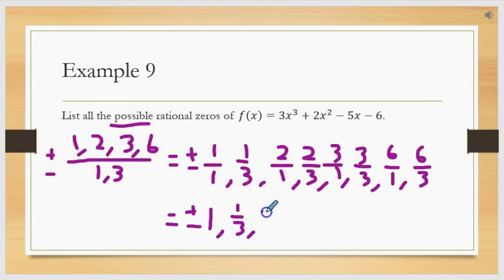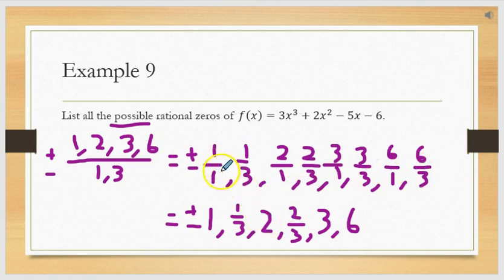Next I have 2. 2/3 is a new number. Then I have 3. And then here we're starting to see some duplicates. 3 over 3 is equal to 1. And I already have 1 listed, so I don't need to repeat that number. That's a duplicate answer here. 6 over 1 is a new number though. And then 6 over 3, that can also be reduced. That's equal to 2. I already have 2 in my list, so I don't need to repeat that one as well.